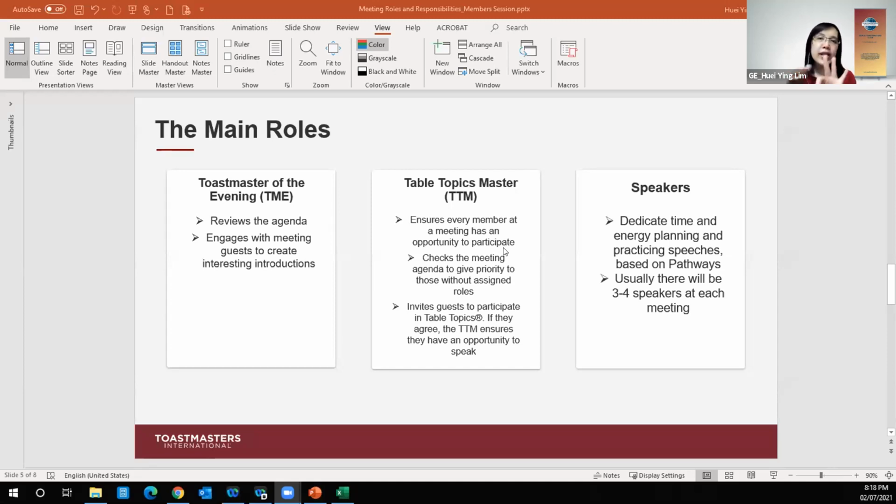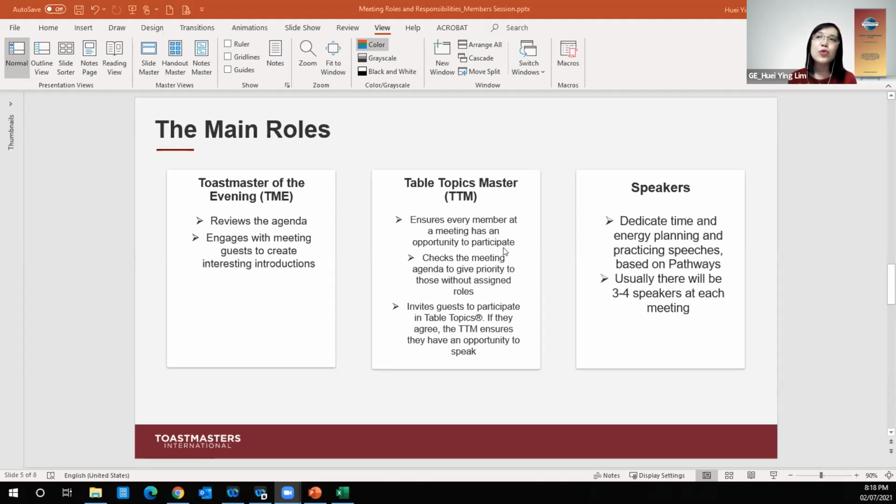The TME would do 3 things during the introduction after the president's speech. She will give a brief history about Toastmasters. Then she will also share a bit about Venus Toastmasters Club. Why is it so unique? Followed by introducing the meeting theme, because every meeting you will come up with an interesting theme. So the TME would give a brief overview about the theme of the meeting for tonight or for that day.